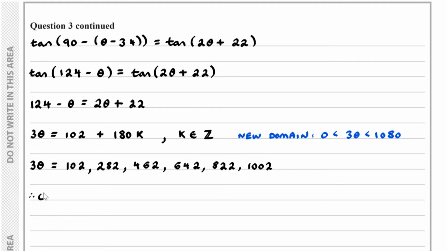And therefore, if we divide through by 3 to find out what theta is in the correct domain, we would have 34, 94, 154, 214, 274, and 334.